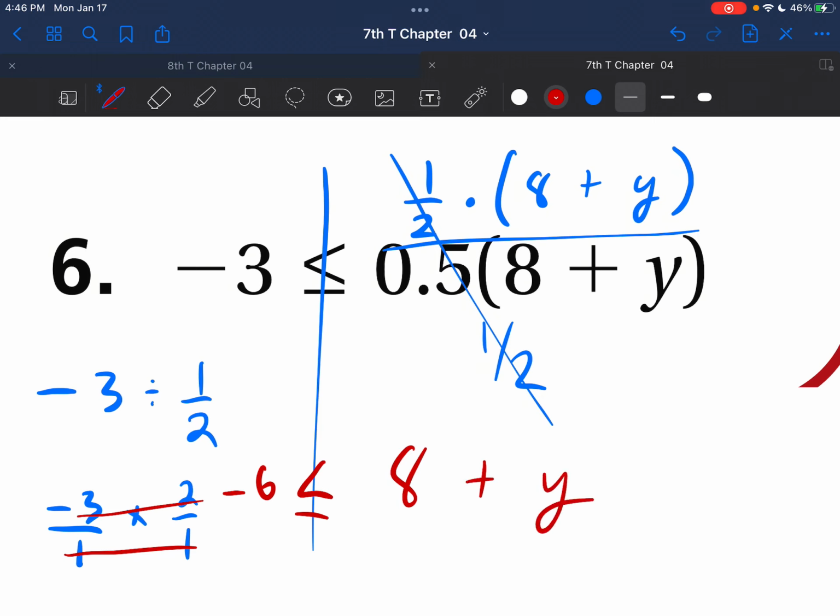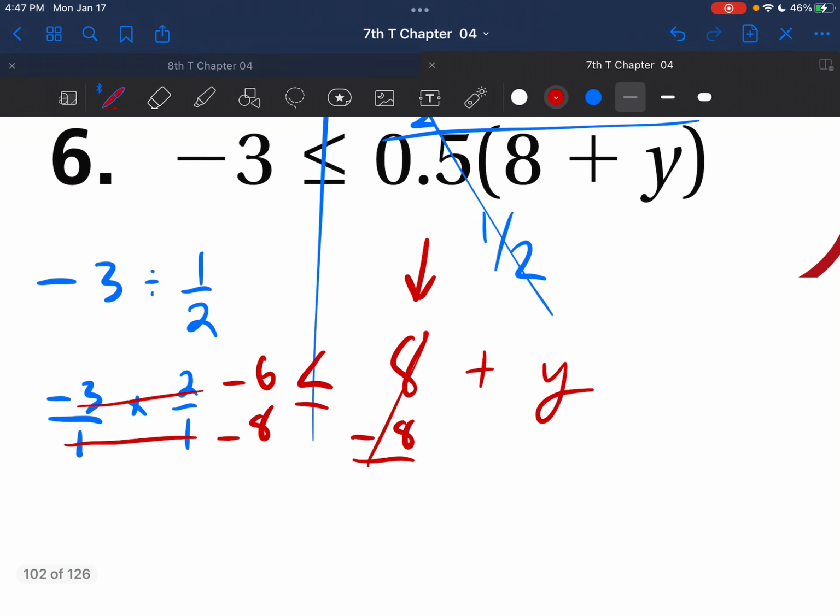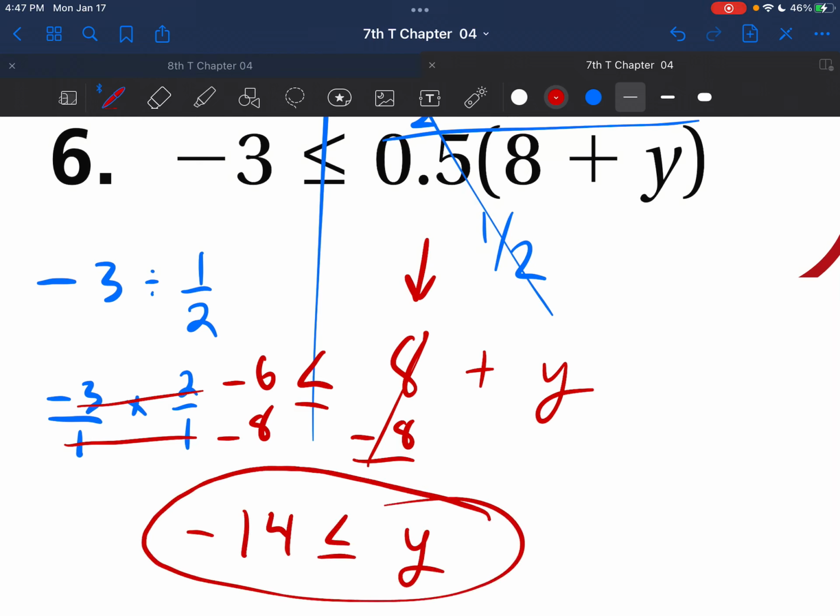Now, how do we get the y by itself? Well, we want to get rid of that 8. Is that a positive 8 or a negative 8? If it was a negative 8, it would have a negative sign, so it's a positive. So the opposite of adding 8 is minus 8. Cross that off, minus 8. Those are the same sign. If they're the same sign, you add. 8 plus 6 is 14, both negative. Now you have your inequality.